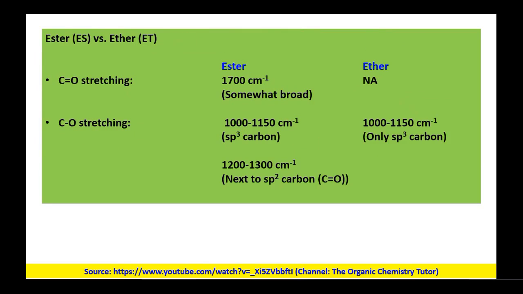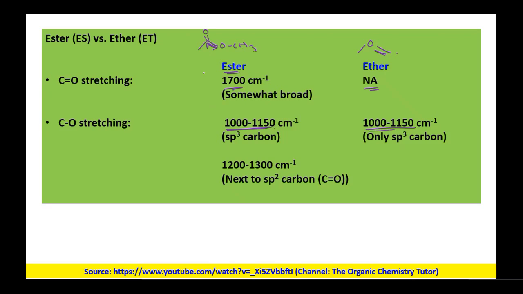Then coming to the ester and ether. Ester is shown here, and ether would be something like this. So C double bond O stretching will be present in ester. In ether it will not be present. Now CO stretching, if you see over here, it is an sp3 hybridized carbon, so there will be a stretching at 1000 to 1150. Over here also CO stretching will be there at 1000 to 1150.